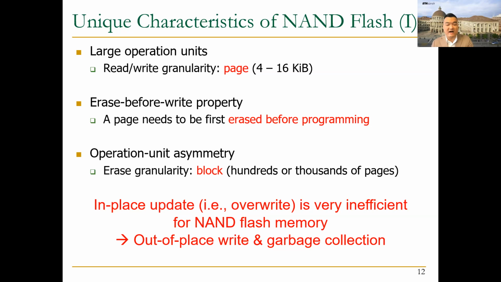If some other pages in the block are valid, meaning that the user can access the pages in future, we need to first read out all the valid pages in the block and temporarily store them somewhere, for example, in DRAM. And then finally, we can erase the block, update the page, and write back the temporarily stored data again. So you can imagine that this takes a very long time.